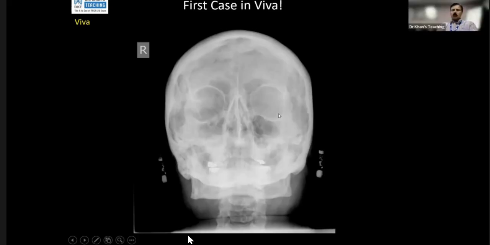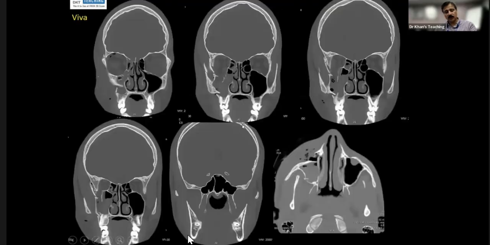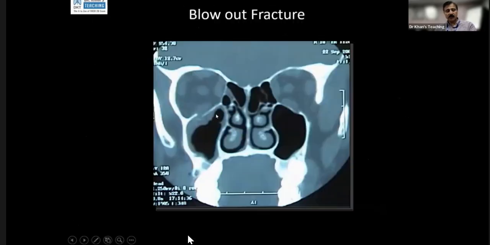Excellent. So why I'm showing you this, because one of my registrars got it a few years ago in the Viva. I was surprised. So it was the first case in the Viva, and it's a black and white, what we call blowout fracture case of the inferior wall. And this is a CT scan. Basically, what happens is that in these blowout fractures, there is another case here.